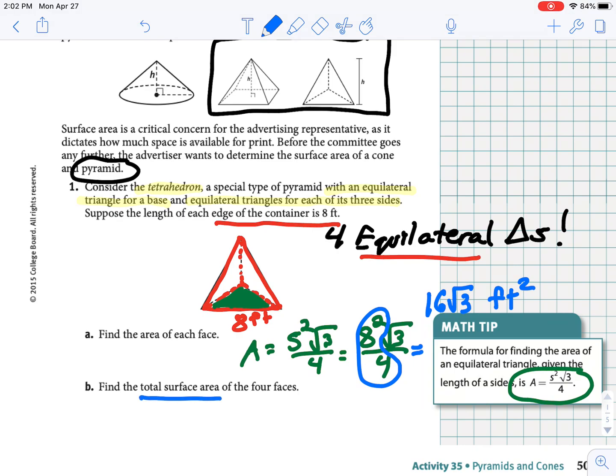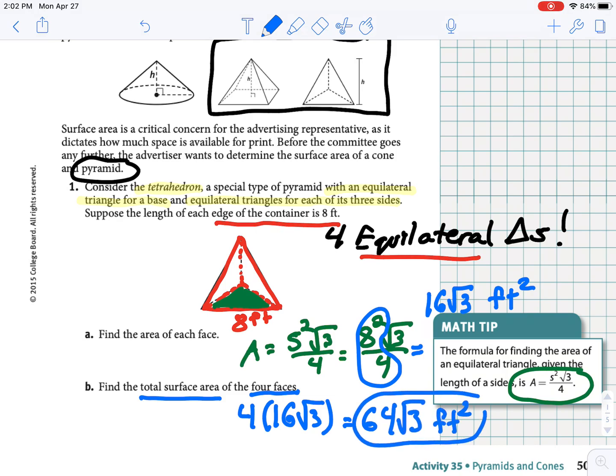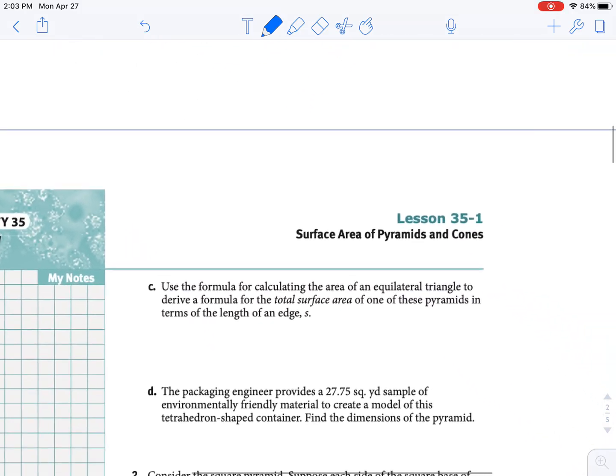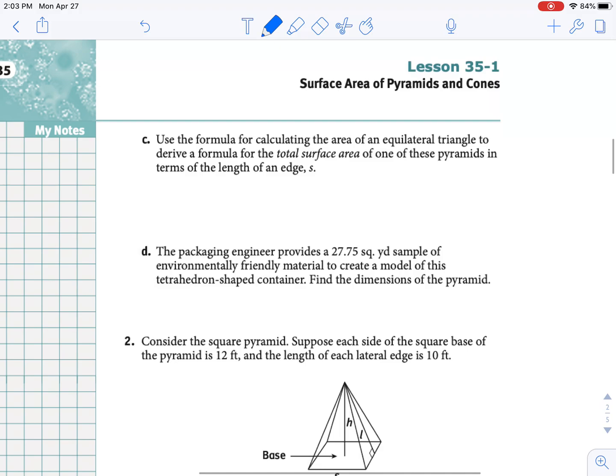Now, if I want to know the total surface area, we already know that there are 4 triangles, and each triangle is exactly the same in a tetrahedron, so all we need to do is 4 times 16 root 3 to give us 64 root 3 square feet for the total surface area. Now, finding that total surface area of a tetrahedron can be pretty quick. Since all 4 triangles are going to be exactly the same, you really only need to find the area of one triangle.